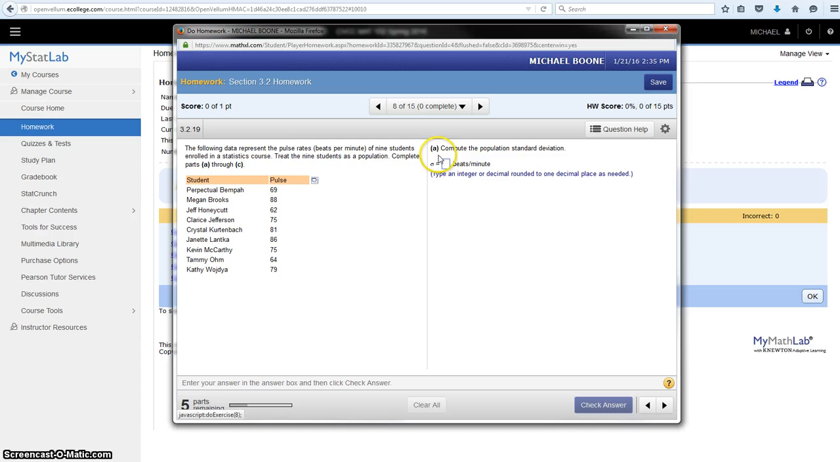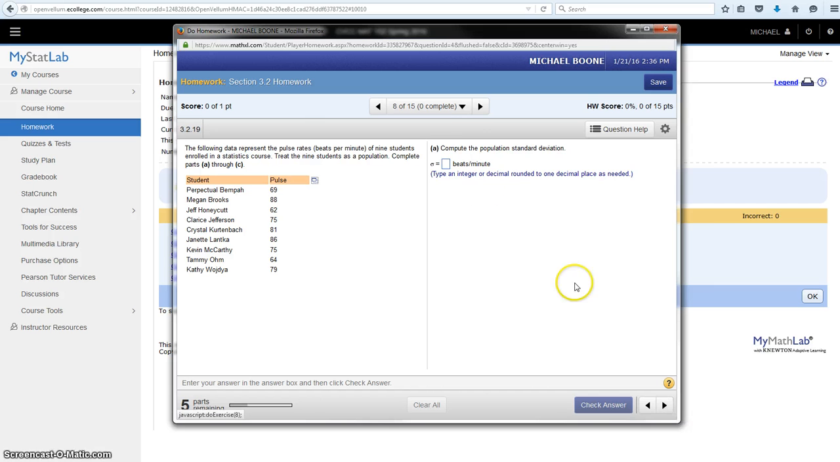So whenever you see this symbol, this is sigma. When you see a Greek letter like mu for the mean, that means you're looking at a population. So this is our population standard deviation. And on StatCrunch, it's the unadjusted standard deviation. So please be aware of that.